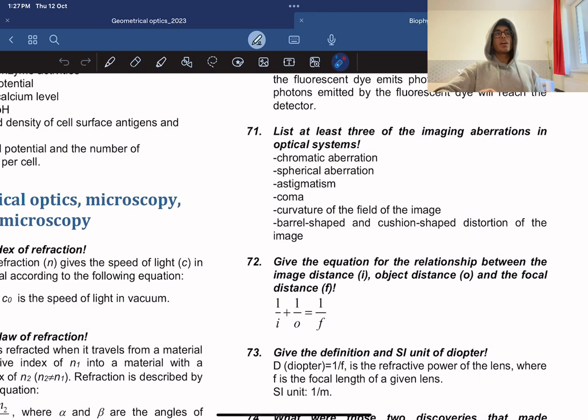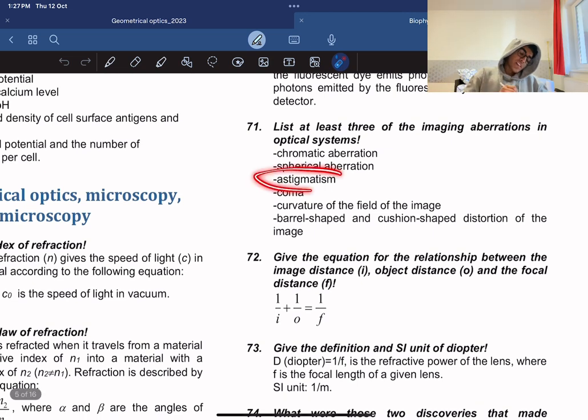Now, with aberrations, not a lot has been said to us about it. We need to just remember the names of the coma, the chromatic aberrations and the non-chromatic aberrations. Remember the names, but I'll explain a few which I got information on. We have astigmatism. Astigmatism is basically when a lens has two curvatures.